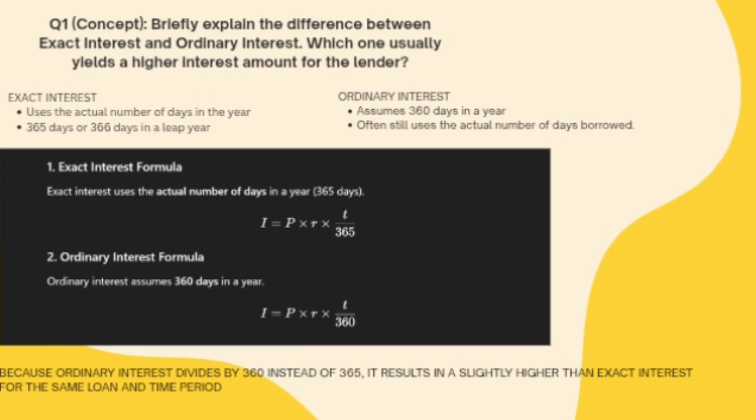Exact interest is calculated using the actual number of days in a year, which is 365 days. Ordinary interest is calculated using 360 days in a year. Ordinary interest usually gives a higher interest amount for the lender because the year is assumed to be shorter.